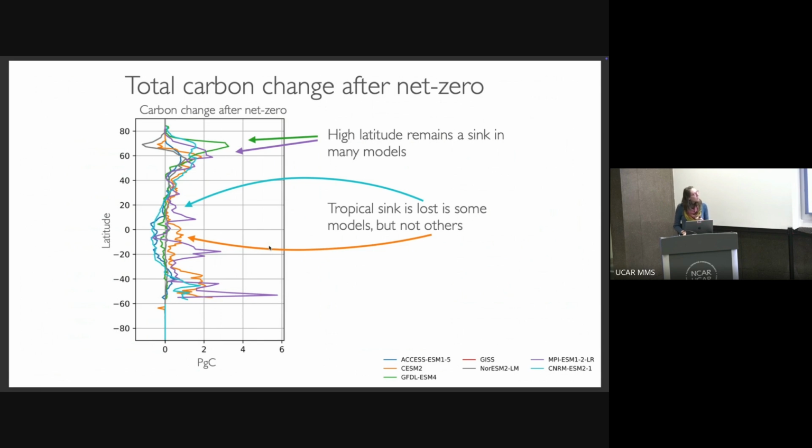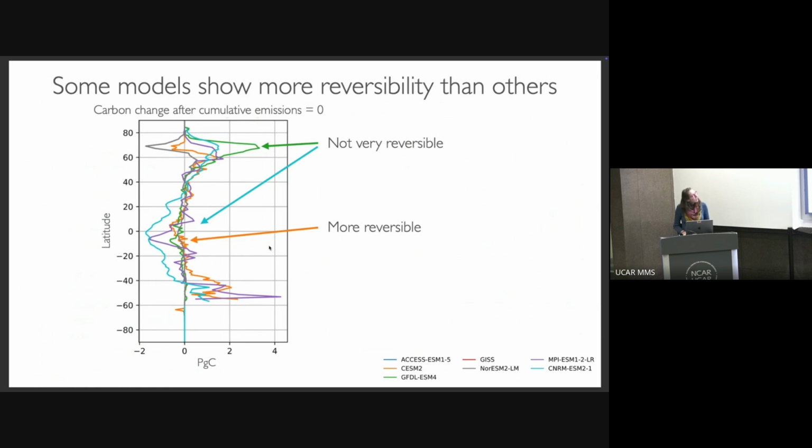What changes after we go to net zero and stay at zero emissions for 150 or 200 years? We see that the high latitude remains a sink in some models, but not in others. And the tropical sink is completely lost and becomes a source in some models, but not others. If we look at the reversibility, so how much carbon is left after we have removed all of the cumulative emissions, we can see that some models are not very reversible. They either contain a lot more carbon on land or they've lost that carbon from land, and other models have a smaller change relative to the beginning.